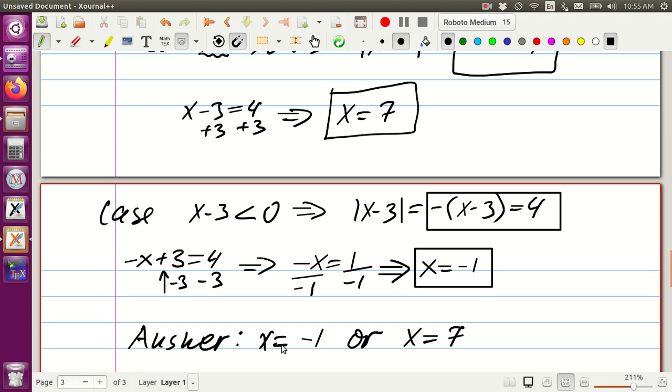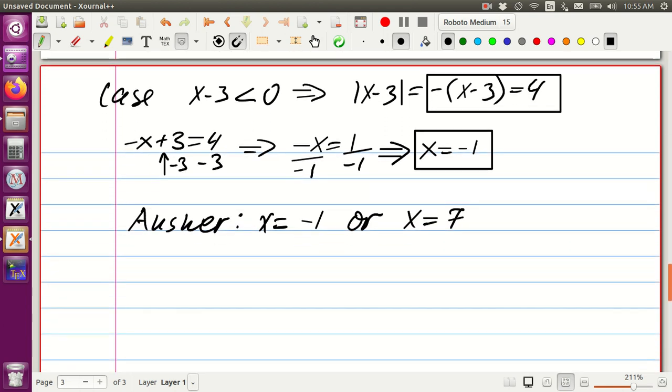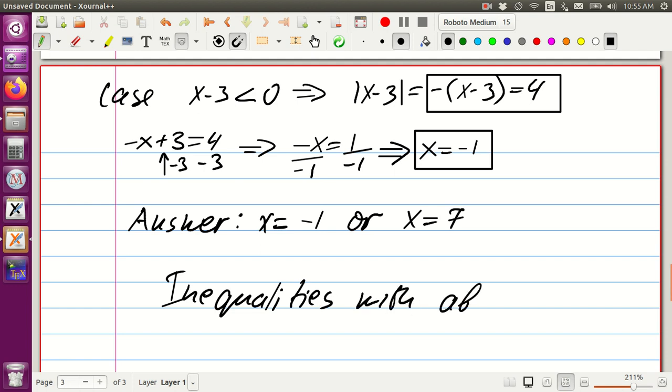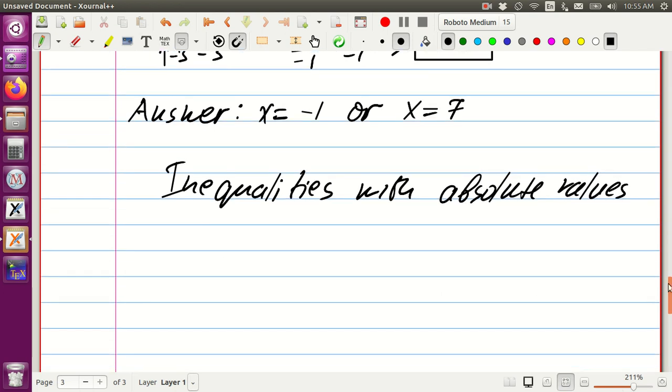So that's how usually equations with absolute values work. You have to consider a couple of different cases. So also we might have inequalities with absolute values. So let's solve a couple of examples to see how it works in practice.